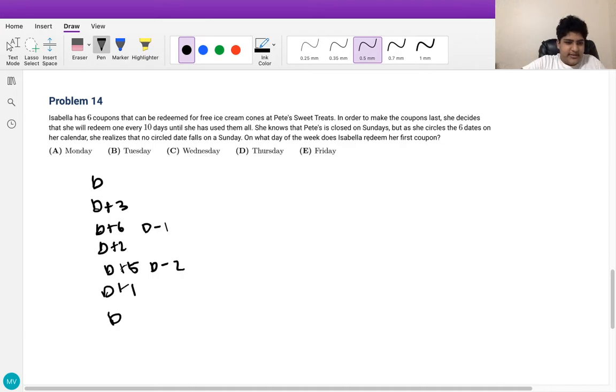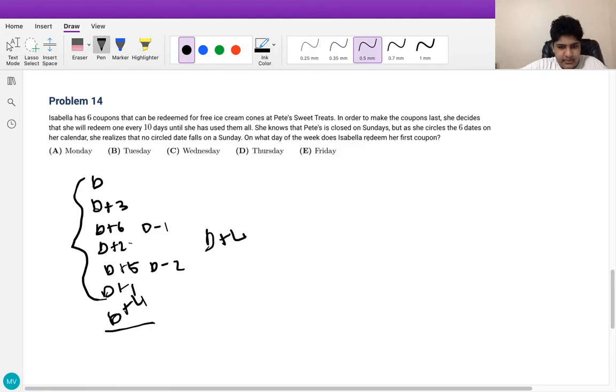And now since she doesn't land on a Sunday, that means that none of these circled dates land on a Sunday, which means that this date must land on a Sunday, since all of them are distinct mod 7. So thus we have D plus 4 equals Sunday. Okay, and we'll let Monday be equal to 0. So if Monday is equal to 0, that means Sunday is equal to 6, which means D is equal to 2, and 2 is equal to Wednesday. So we are done with this problem.